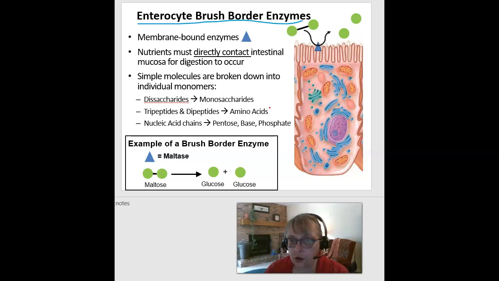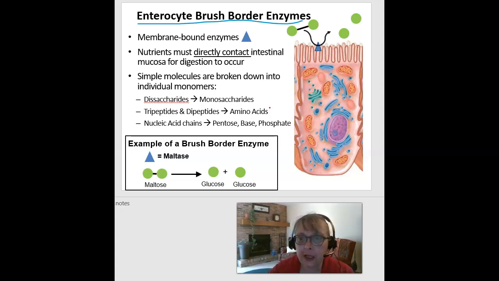Simple molecules are broken down into individual monomers. You don't have to get too worried about the details. Here I included nucleic acids, although I won't test you on it. They are also broken down into their subunits.